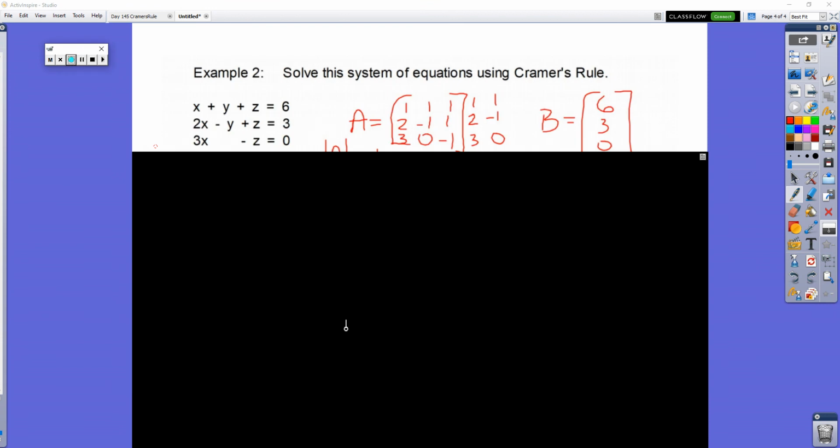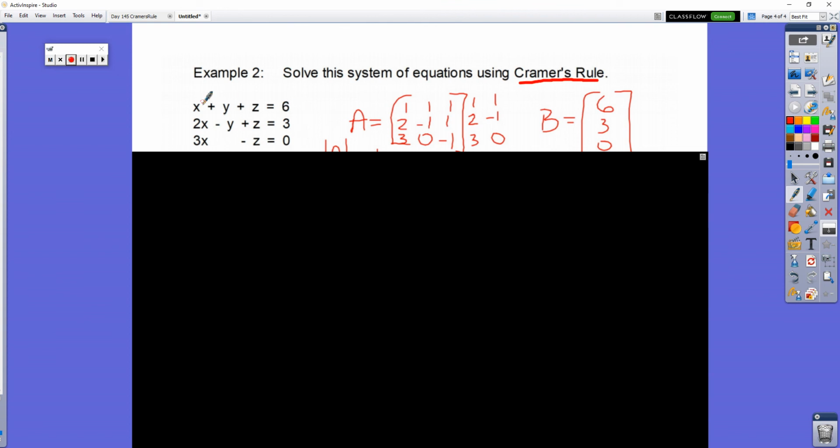So here in example 2, we have 3 equations. 1x plus 1y plus 1z equals 6. 2x minus y plus z equals 3. 3x, no y's, minus z equals 0. So the first thing you're going to want to do if you're planning on using Cramer's rule is separate the coefficients from the constants.